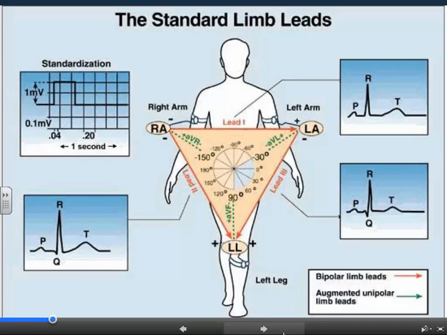So when I do a bipolar lead, I'm actually physically putting 2 leads on, alright? So when I do a V1, 2, 3, 4, 5, 6, when I do a chest lead, I'm only physically putting 1 lead on. And so they're all viewing from the same center of the heart. Okay? Does that make sense? So that's what makes it unipolar, because we're only physically putting 1 lead on.